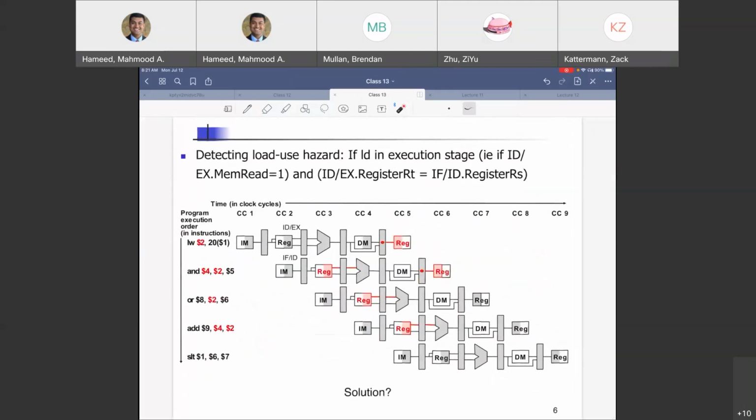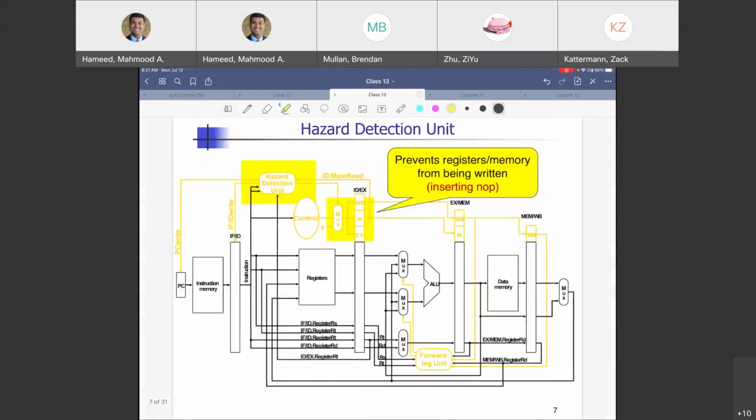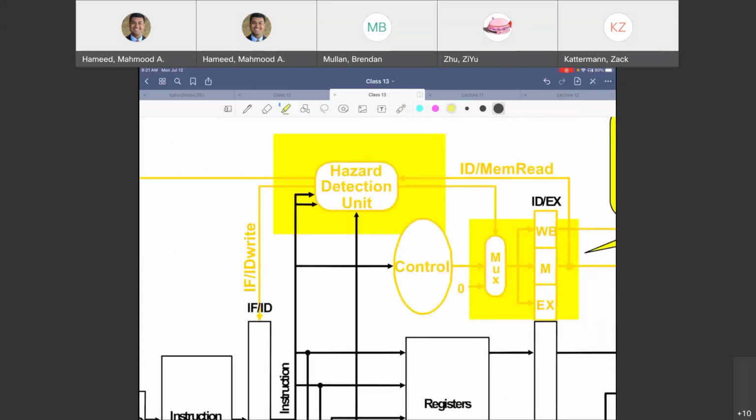All right, so that was essentially what we are looking at, right? This is what we are going to check for. What are we checking for? If the instruction that is in the execute stage, mem read is 1, and there is a matching of source and destination. If those two conditions are satisfied, then we have a load use hazard. And we solve that by implementing that hazard detection unit.